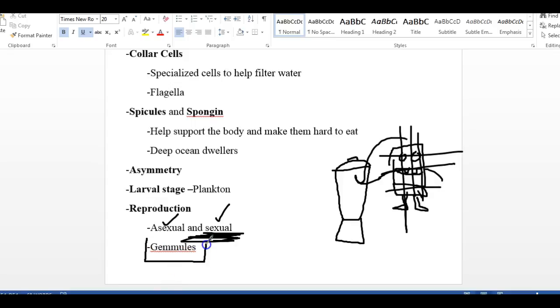These also produce something called gemmules, and these gemmules are like a coating or a covering. So these sponges can produce these almost like a seed, and they're really resistant. If conditions aren't right and it doesn't make sense to reproduce, and maybe the sponge died, there'd be no more sponges. So this gemmule is left, and then when the conditions are right, it could produce a new sponge then.